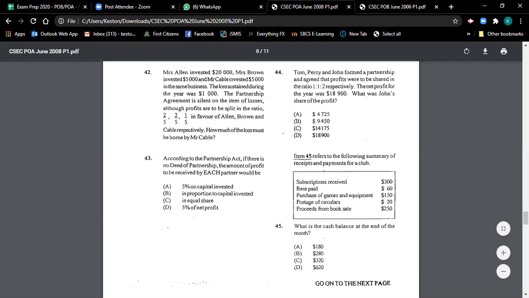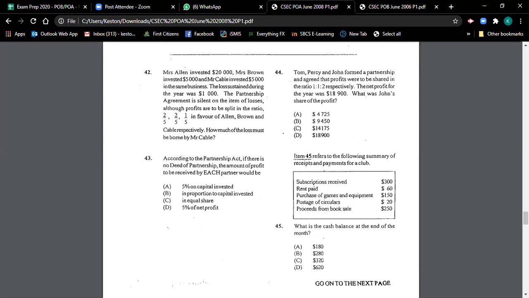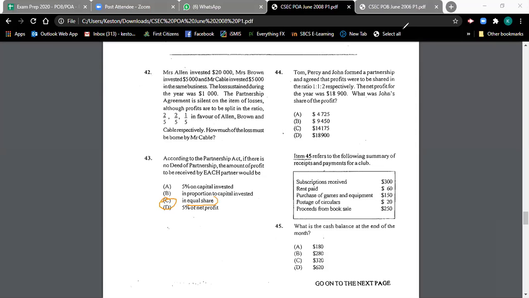43, according to the Partnership Act, if there's no deed of partnership, the amount of profit to be received by each partner would be in, yes, very good, Avisha, equal shares. Right, this one, equal share. 44, Tom, Percy, and John formed a partnership and agreed that profits were to be shared in a ratio of 1 to 1 to 2. Net profit is 18,900. What was John's share of the profit? That's right, 9,450. Very good, guys.